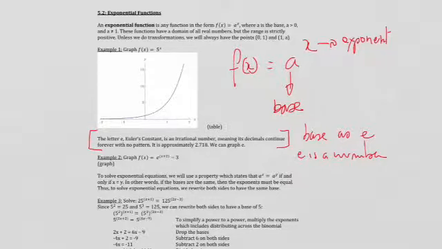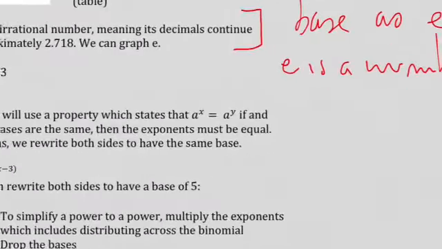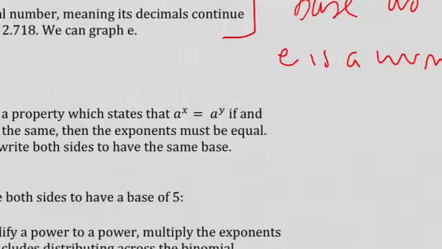Now, if I want to solve an exponential equation, I'm going to use the following property: a to the x equal a to the y. If I have the same base, that means that my exponents will be equal to each other. So same base implies the exponents are equal to each other.